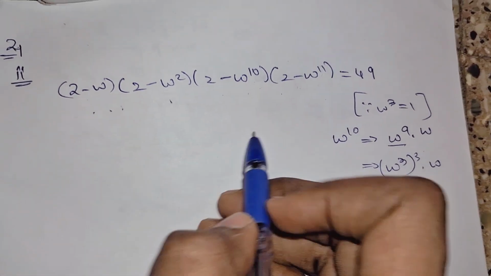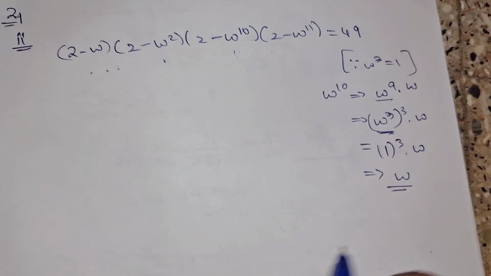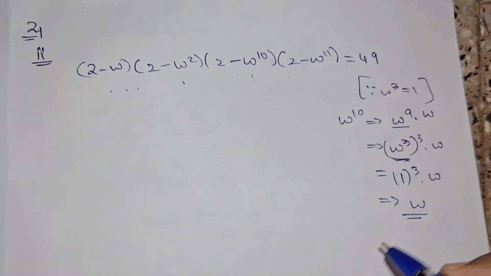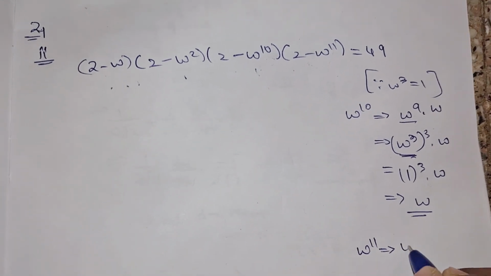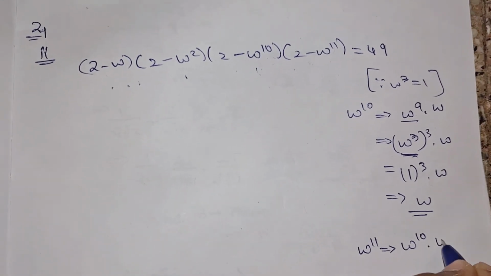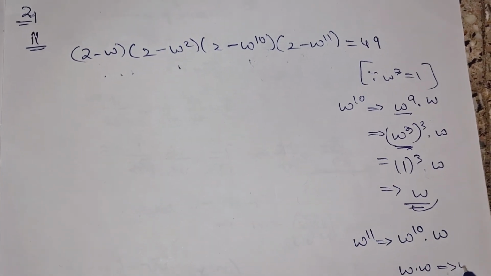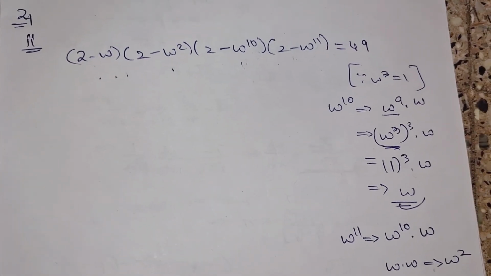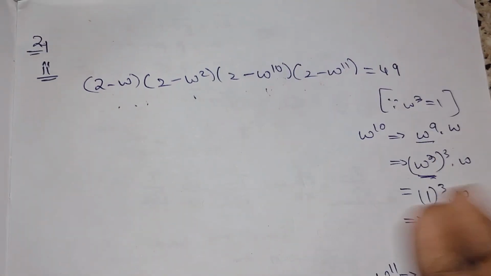Therefore we can substitute omega to the power 10 as omega. In a similar way, omega to the power 11 can be written as omega to the power 10 into omega. Omega to the power 10 is omega. So omega into omega is omega square. Therefore omega to the power 11 is omega square. We can substitute this in place of omega to the power 11.